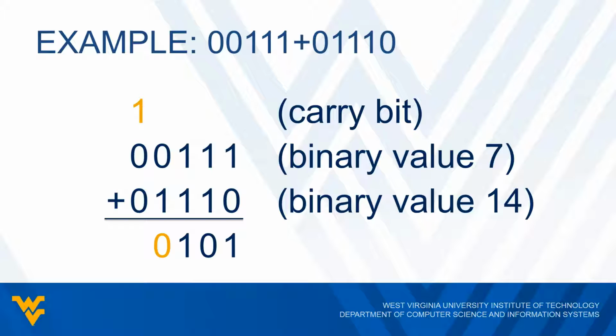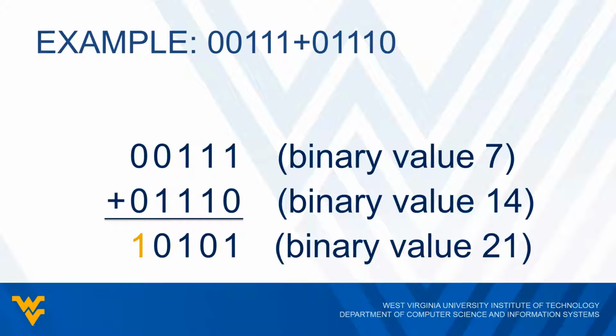And then the other one is going to be our carry bit over to the next place. We then add the 1, 0, and 1, so that gives us 0 because 1 plus 1 is 1, 0. And then we carry a 1 over to the next place. We then add 1 with 0 and 0, and that just gives us a 1. So our final result is 10101, which is the binary value 21.